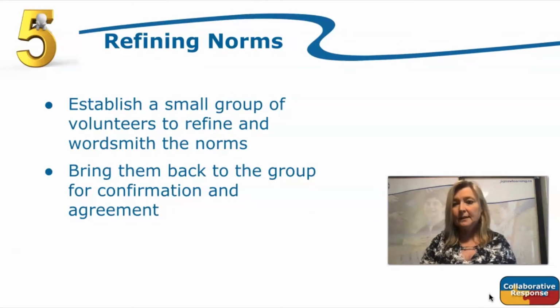Step number 5 is to have a small group of volunteers who would come together to really refine, combine, and then engage in that wordsmithing, so that you end up with 8 to 10 norms that really describe what the group had been articulating as a large whole. And then we still want to bring those norms back to the large group so that they get a chance to review them and to confirm them.